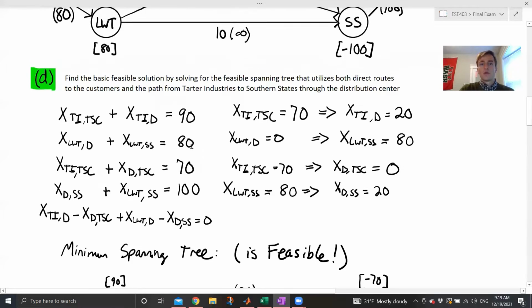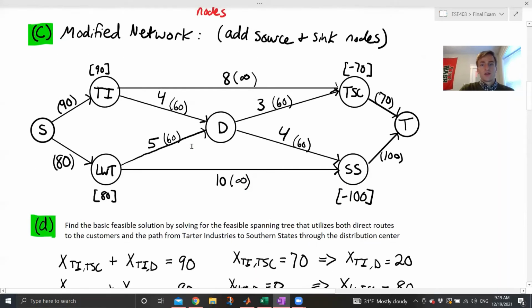center. So what that basically says is I'm going to start my solution at the routes that go from TI to TSC, Liberty Water Tank to southern states, those direct routes. And I also want to use TI to southern states through the distribution center. So from this node down to this node. And as you can see, it hits every single one of these nodes. And then obviously these are going to be hit regardless, but every single one of these nodes is within that solution.